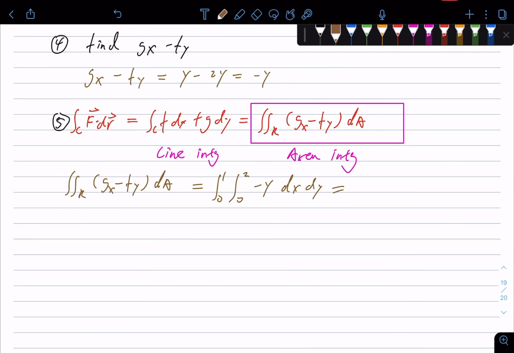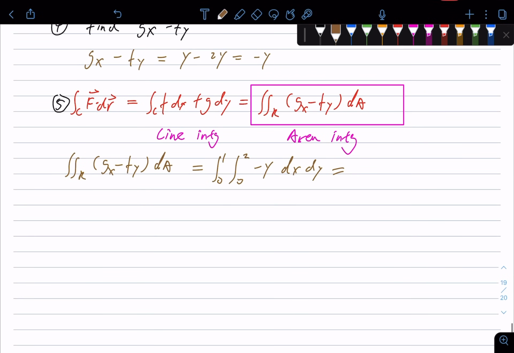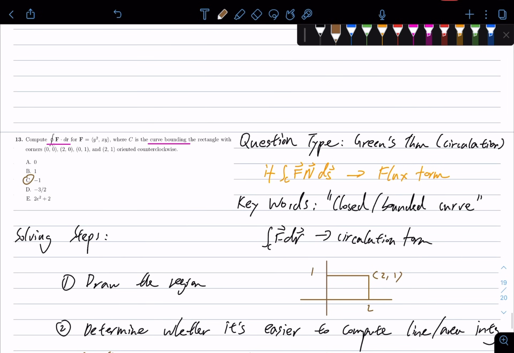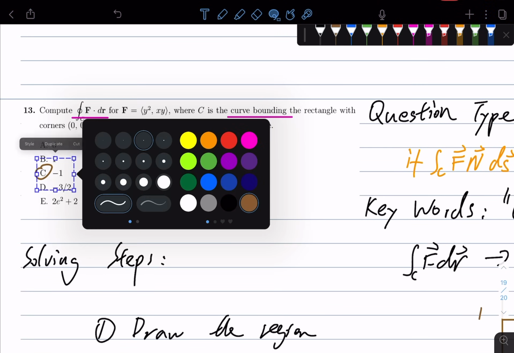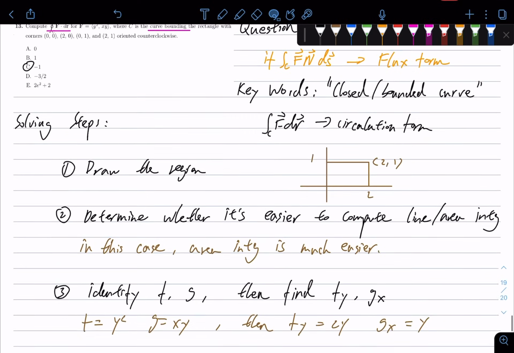So I'm going to go ahead and plug it away. That's just going to be the integral from 0 to 1 of negative 2y dy. And this will give us negative y squared, 0 to 1, which equals negative 1. Okay, and this is the answer to question number 13.